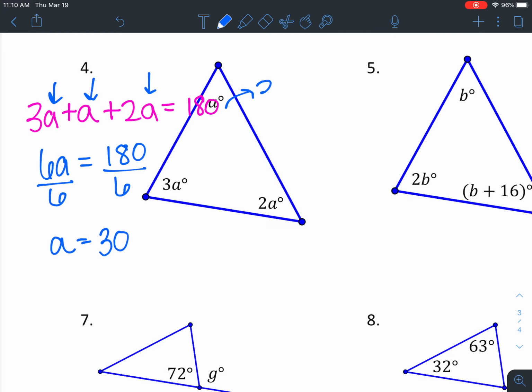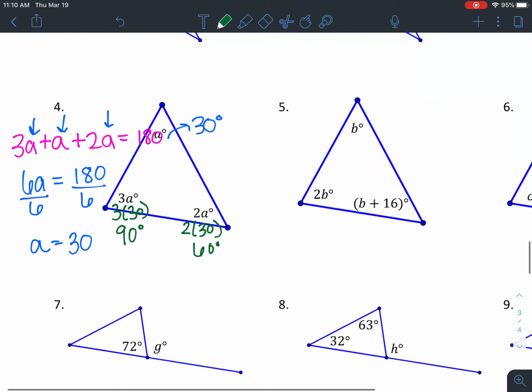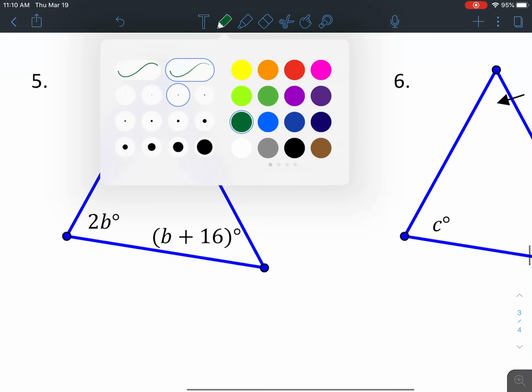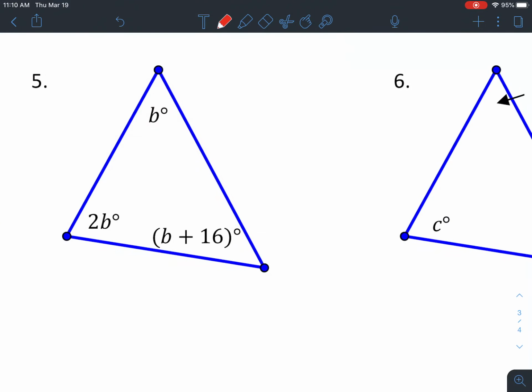Remember, that doesn't mean that all 3 angles are 30 degrees. This one up here is 30 because it's just a. But let's find the other 2. So this one would be 3 times 30. So that's a 90-degree angle. And this one would be 2 times 30. So a 60-degree angle. Let's try another one like that. Number 5, I've got b plus 2b plus that 1 down there in parentheses, b plus 16.